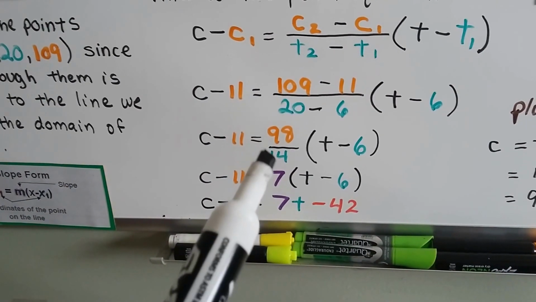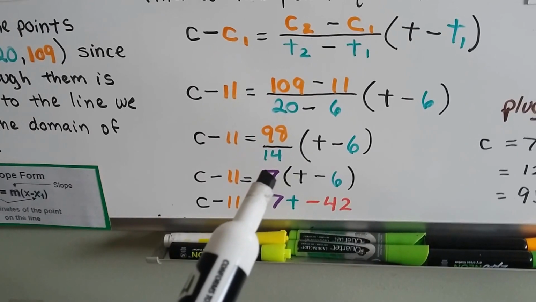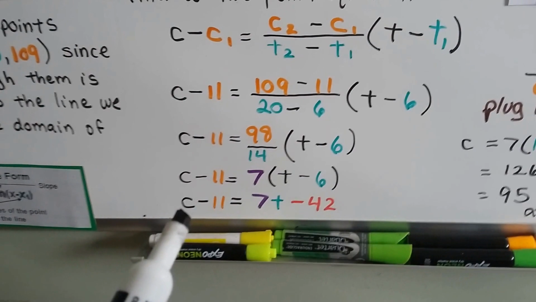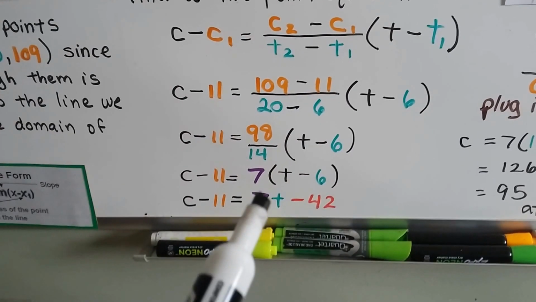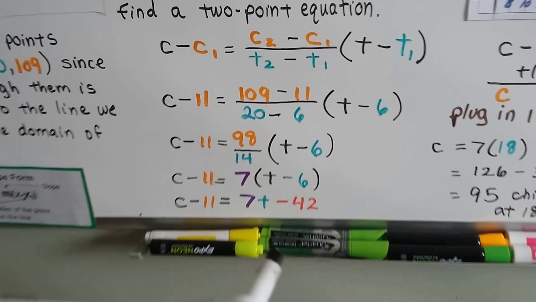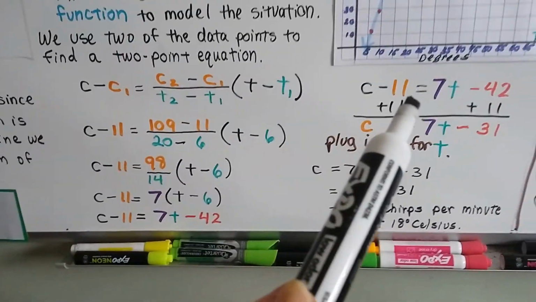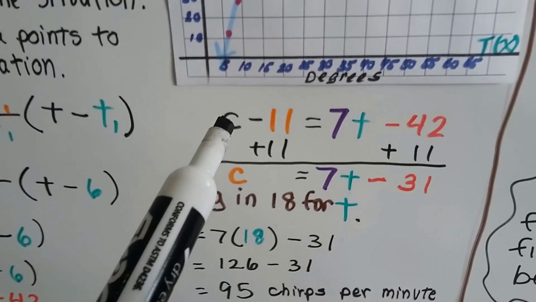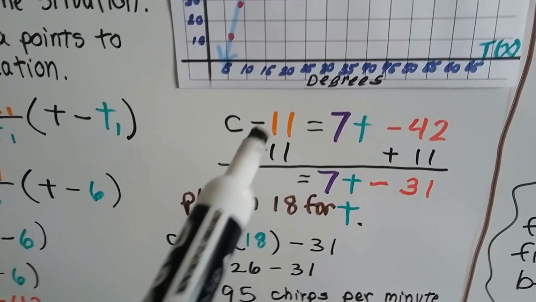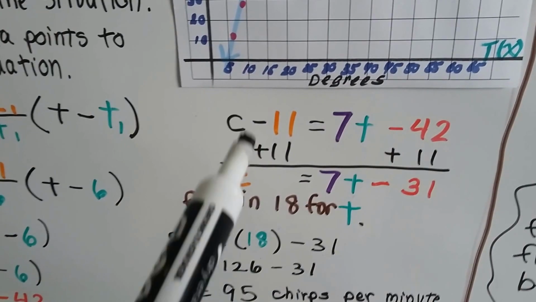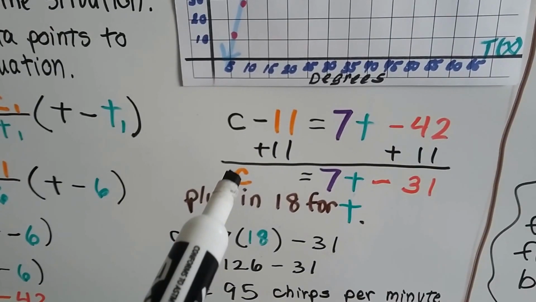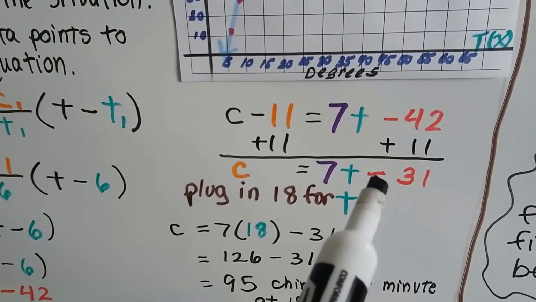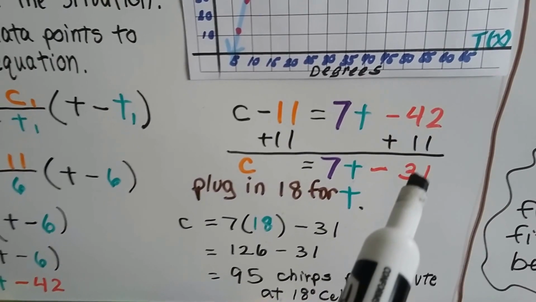So 98 divided by 14 is a 7, nice and even. And now we're going to distribute the 7 to the t and to the negative 6, and we get c minus 11 equals 7t minus 42. So I moved it up over here. c minus 11 equals 7t minus 42. We need to isolate this c, so I added an 11 to this side and to this side. That created a 0 pair here, and I isolated the c. And we get c equals 7t minus 31 when we add the 11 to this side.